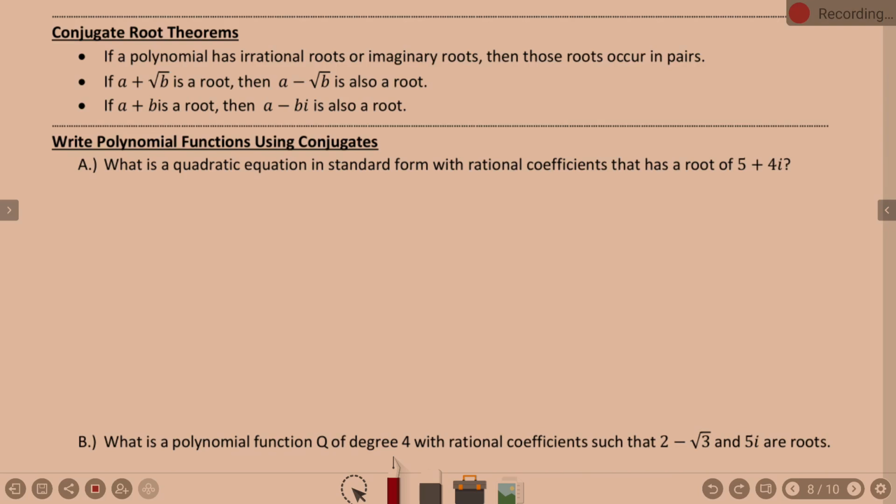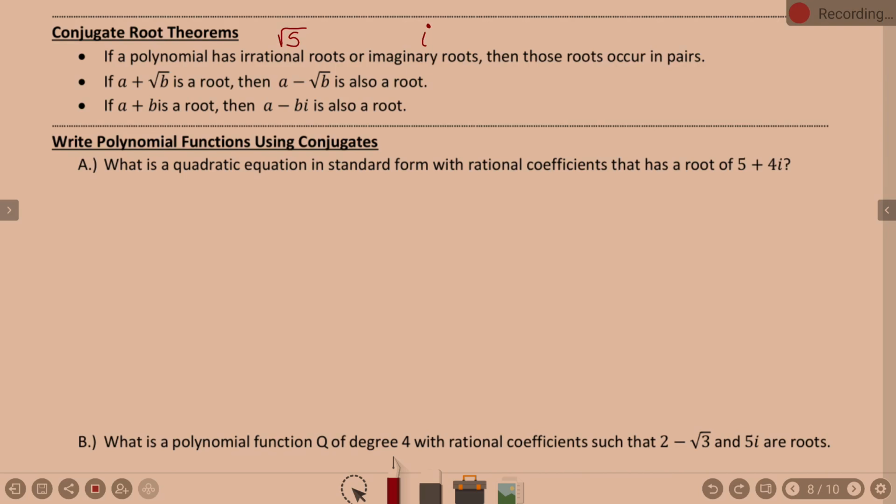On the back, we're going to use something called the conjugate roots theorem. And this applies when a polynomial has imaginary or irrational roots. So if a polynomial has irrational roots or imaginary roots, then those roots occur in pairs. You've probably heard me say that before. When we talk imaginary roots, that's ones that have i's in them, right? You're never going to see just a single i. If there's a root of 5i, then there's going to be a root of negative 5i. Same thing, irrational roots. So think square roots here. Like, for instance, square root of 5, that's an irrational root.